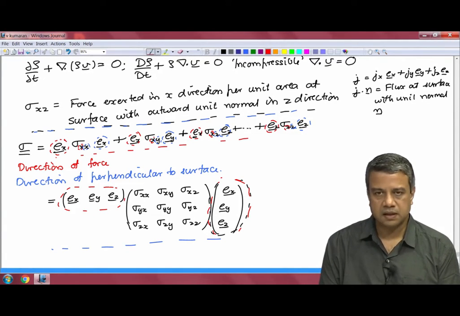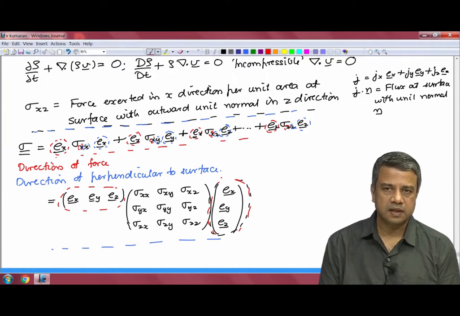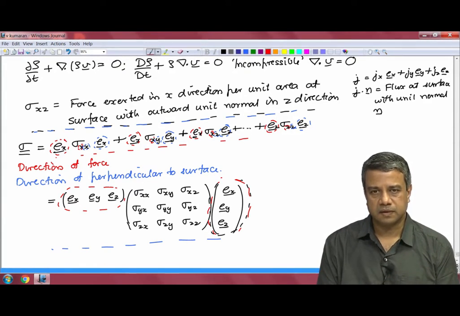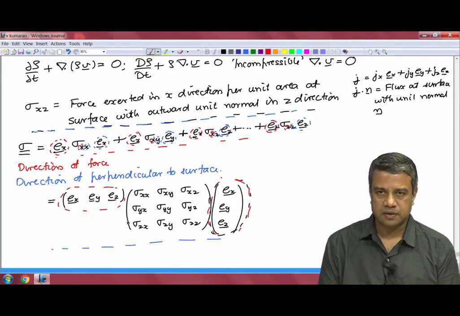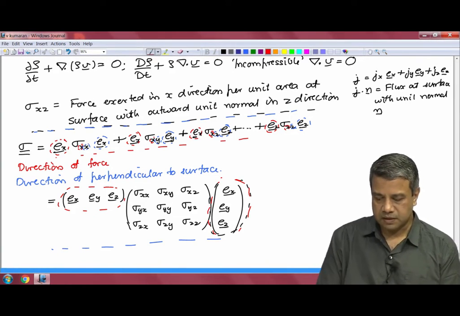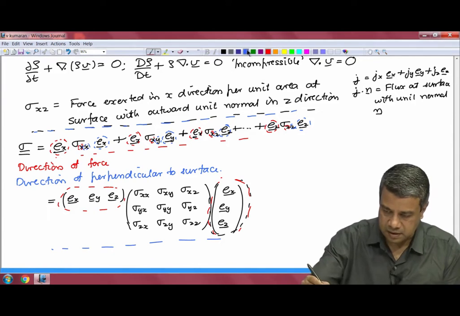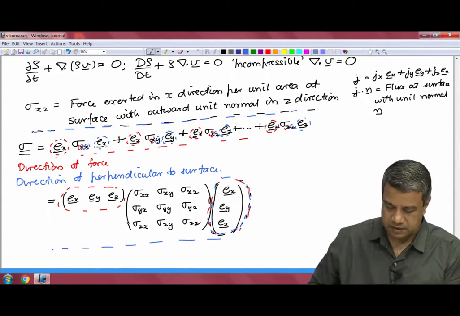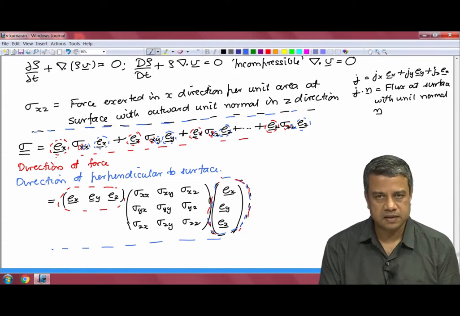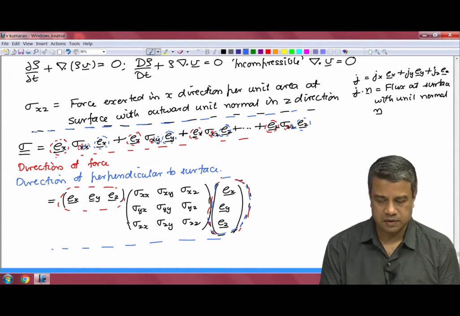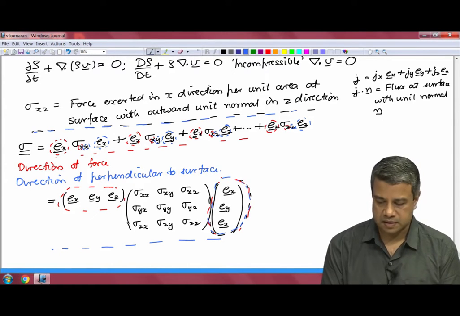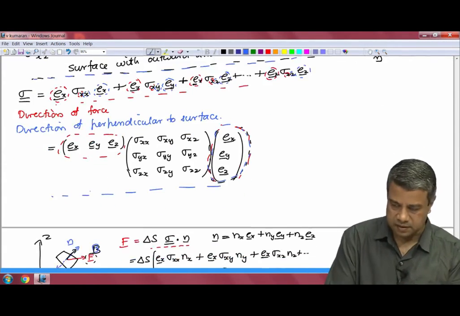And since there are three possibilities for the direction of the force and three possibilities for the direction of the unit normal, there are a total of 9 components of the stress, which we had written out here in matrix notation. The first matrix of unit vectors is the direction of force. The right matrix is the direction of the perpendicular to the surface, and the square matrix contains the components of the stress. So, that is the definition of the stress.